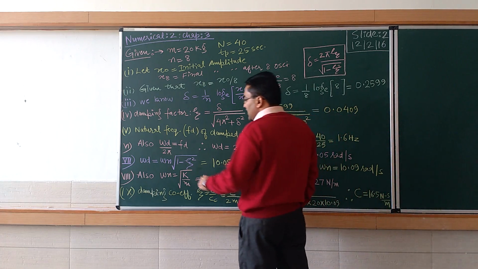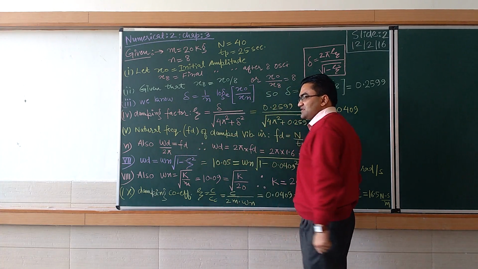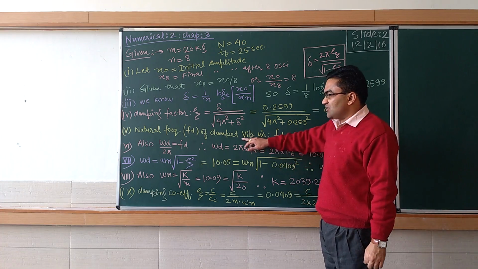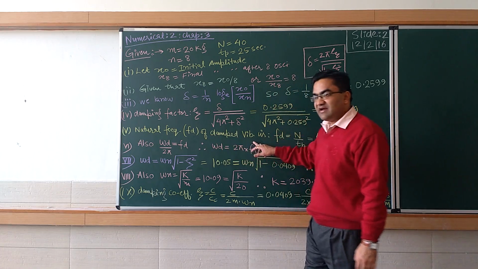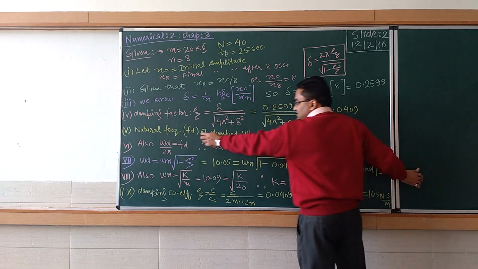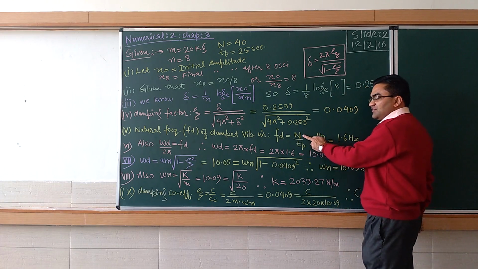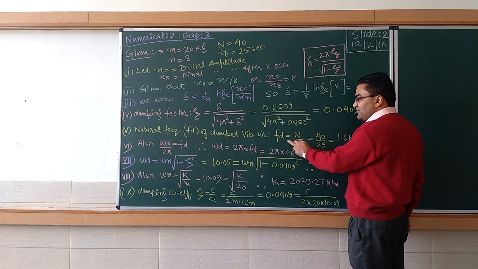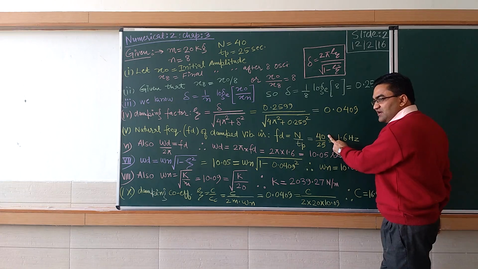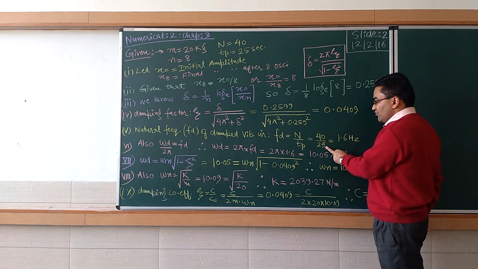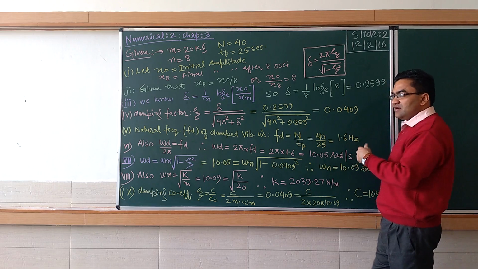Now, next, we will find the damped natural frequency fd of the system. Basically we have to find the natural frequency of the damped vibration, so it is shown as fd, as it is a damped one. We can find it as the number of cycles divided by the time. So the number of cycles is 40 divided by 25, which is 1.6 hertz, the damped natural frequency.